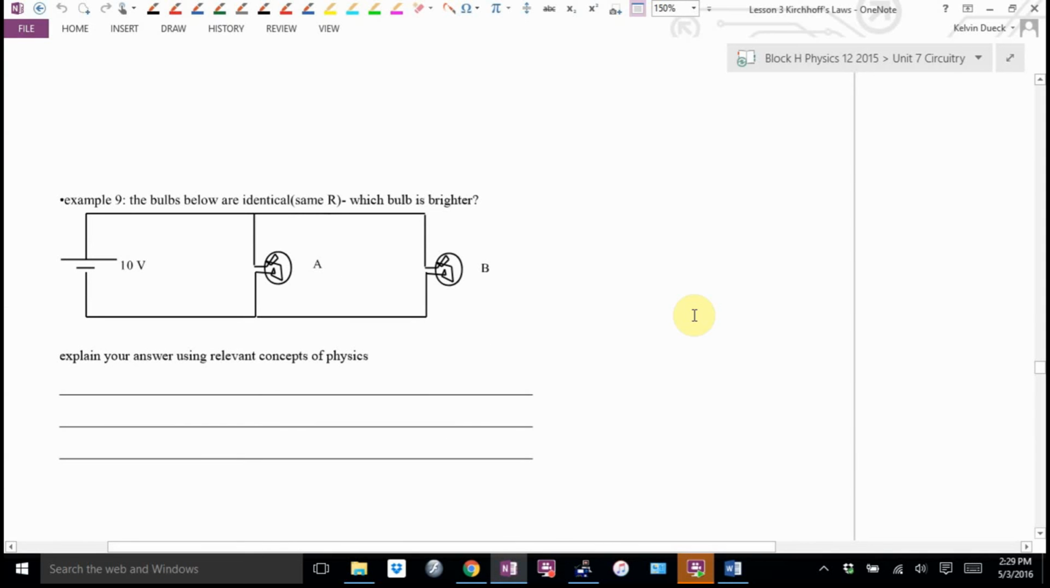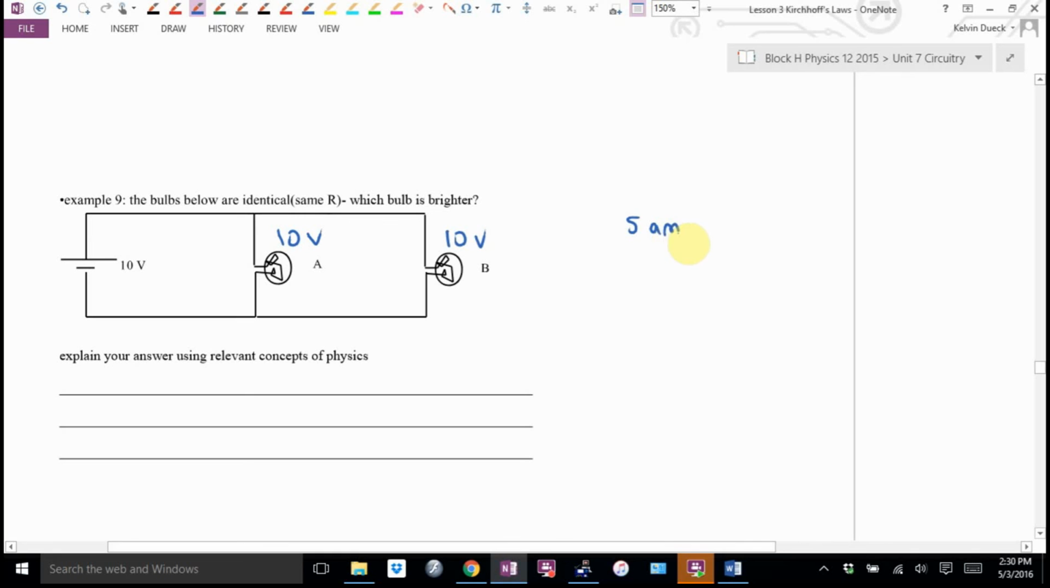Example 9. These 2 bulbs have the same R, the same resistance. Which one's brighter? Let's see if we can prove it. How many volts? How many volts? Has to be. How many volts in B?